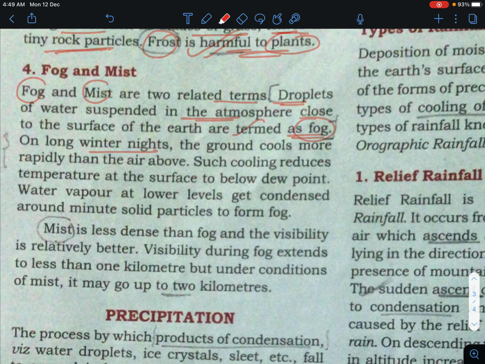Now we will talk about long winter nights. Suppose in a long winter, like in December, the ground cools more rapidly than the air above it. Because land is a good absorber of heat, and at the same time it releases the heat rapidly. Such cooling reduces the temperature at the surface below the dew point, and the water vapor at the lower surface condenses around minute solid particles, and it is called fog.